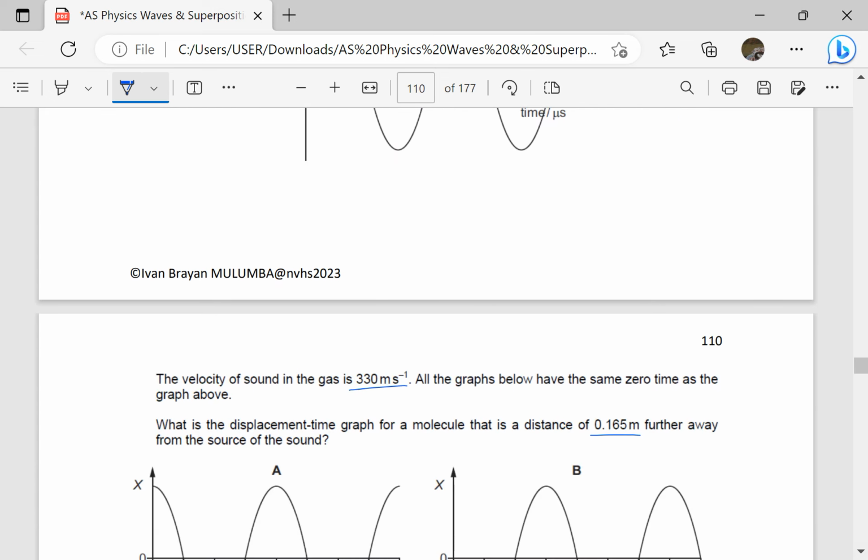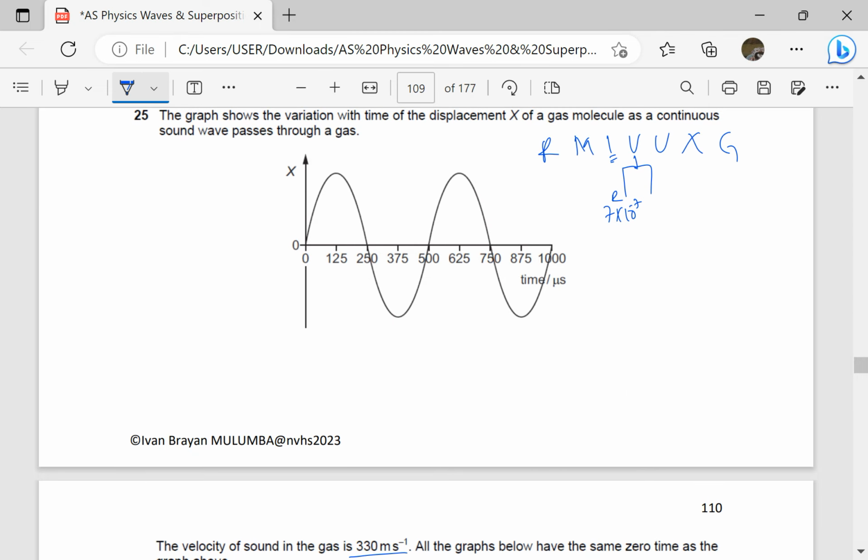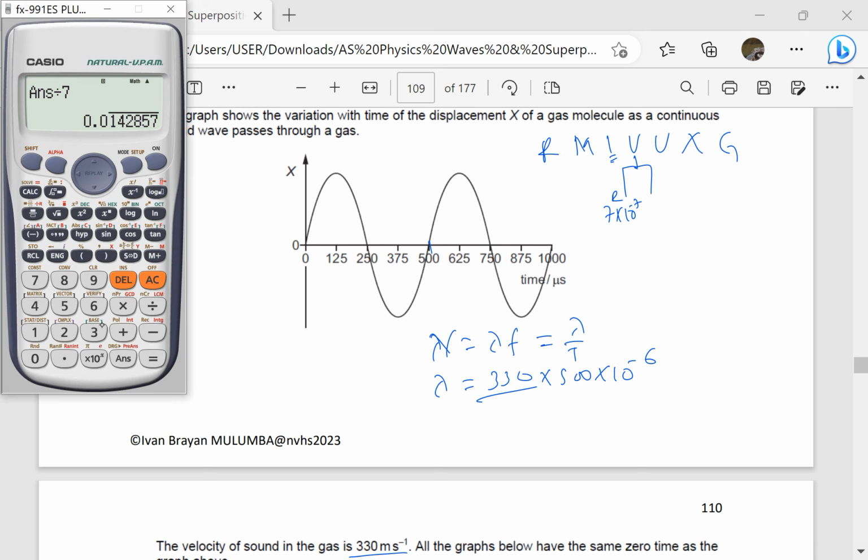So let's first find the wavelength of this wave. So the period is going to be 500 microseconds. The wavelength, remember v is equal to lambda times f. They gave us 330, so it means wavelength is going to be 330 divided by f. This is the same as lambda over T. So it means lambda is v times T. So this is 330 times T, which is 500 times 10 power negative 6. So 330 times 500 exponent negative 6.